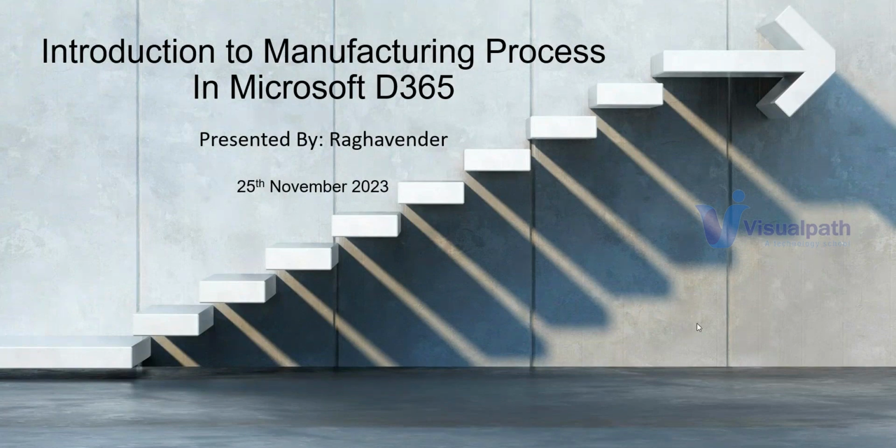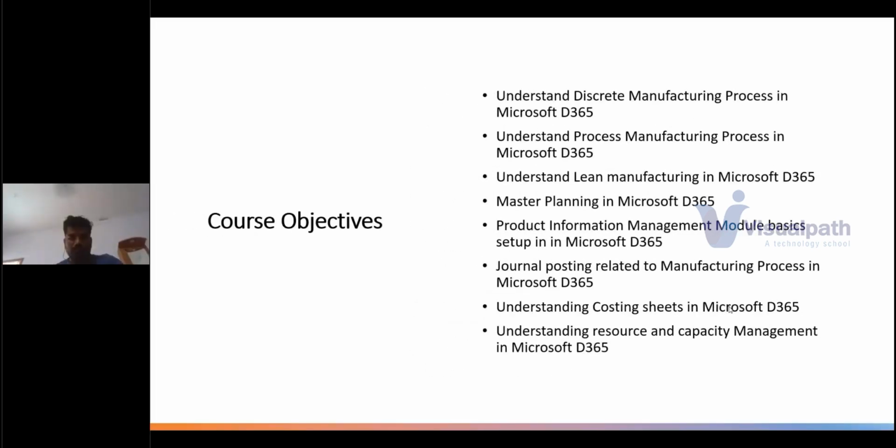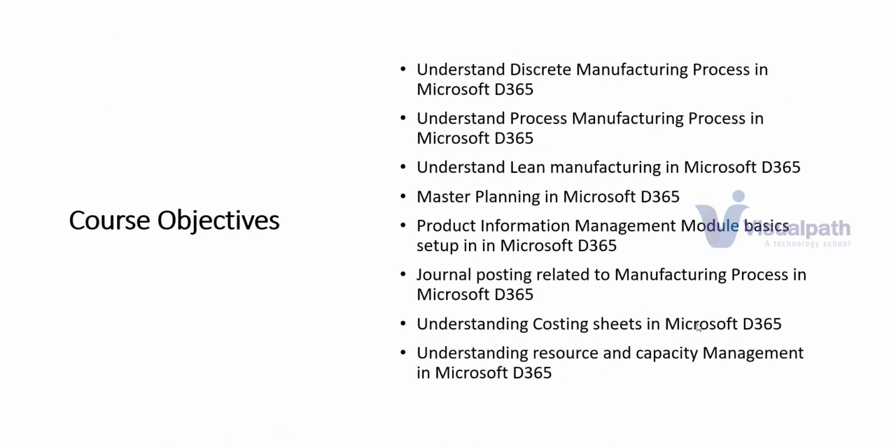So in the coming sessions, we'll be covering these points. This is the course objective: understanding the discrete manufacturing process and process manufacturing in D365. These are two different types of manufacturing, and then lean manufacturing and master planning. These are two different concepts which are used within discrete and process manufacturing.